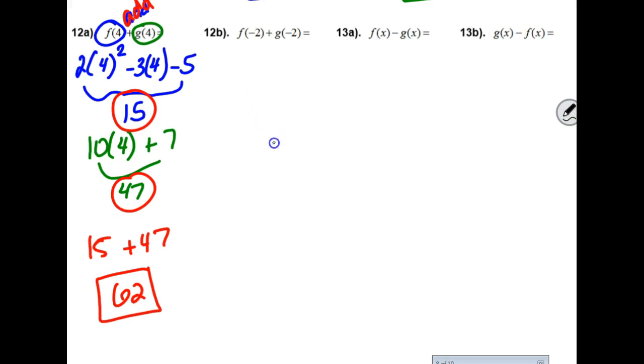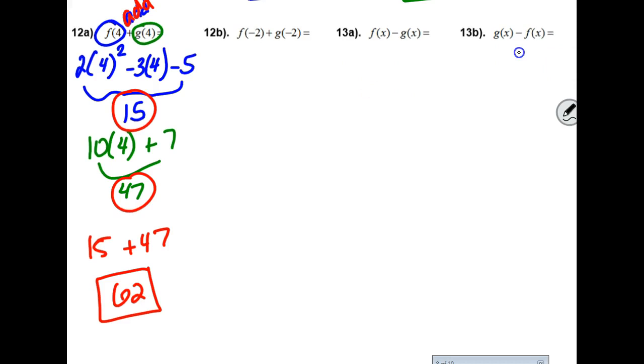So there are a couple of different ways you can do that question as far as plugging in or evaluating. Some kids actually like to add the functions together first, and then plug in x equals 4 into the result, and that's fine. There's no right or wrong way to do the question, and frankly they're both just as time consuming, so I don't care what you do.